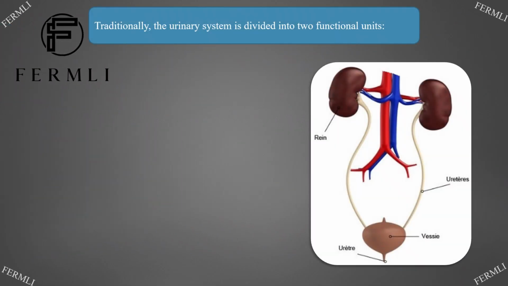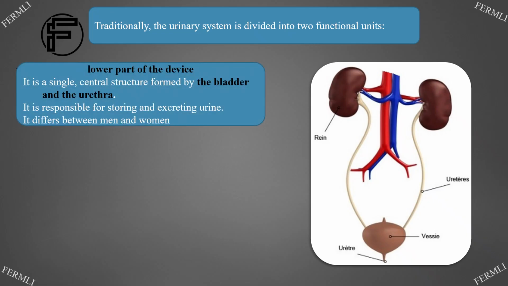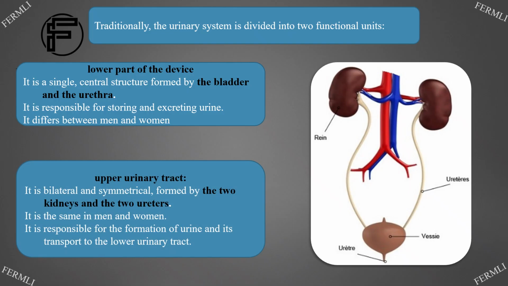Traditionally, the urinary system is divided into 2 functional units. Lower urinary tract: it is a single, central structure formed by the bladder and the urethra. It is responsible for storing and excreting urine. It differs between men and women. Upper urinary tract: it is bilateral and symmetrical, formed by the 2 kidneys and the 2 ureters. It is the same in men and women. It is responsible for the formation of urine and its transport to the lower urinary tract.